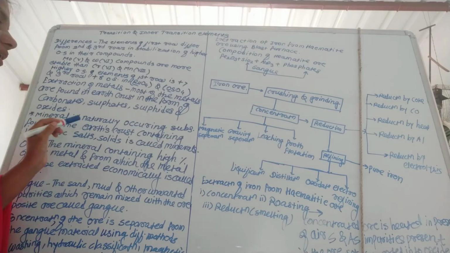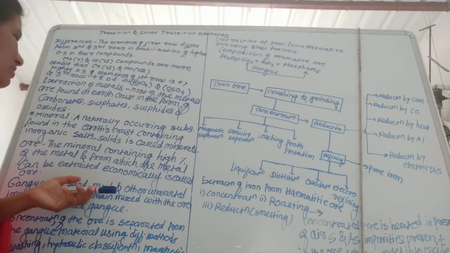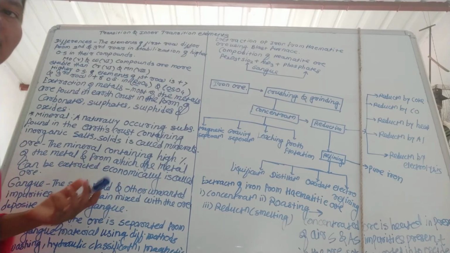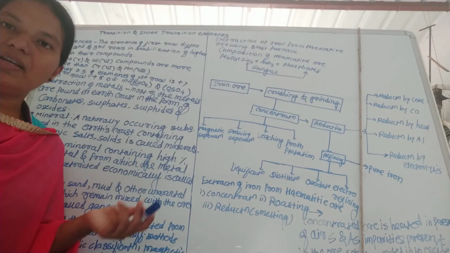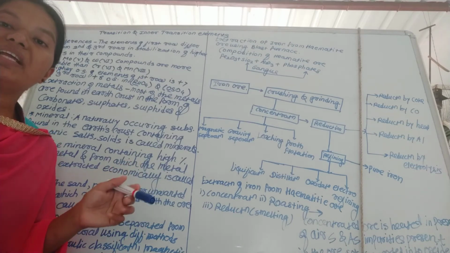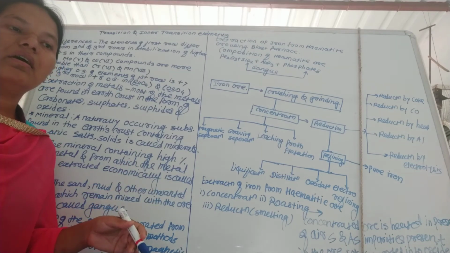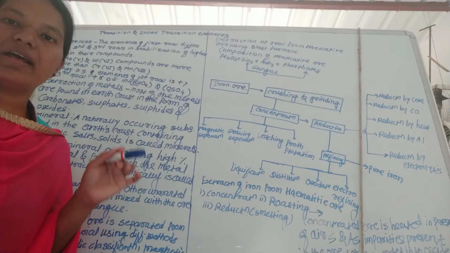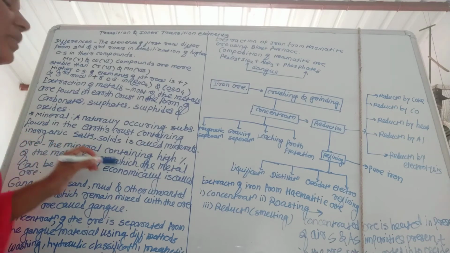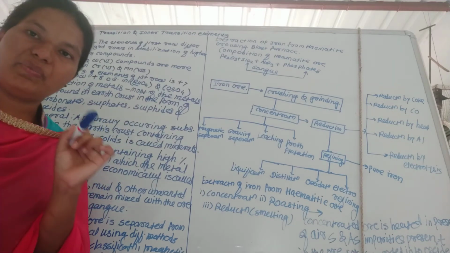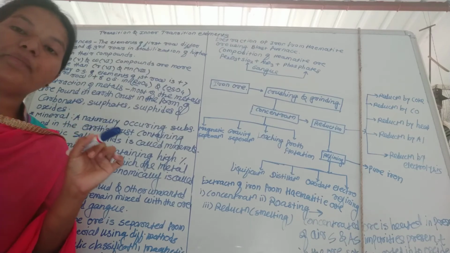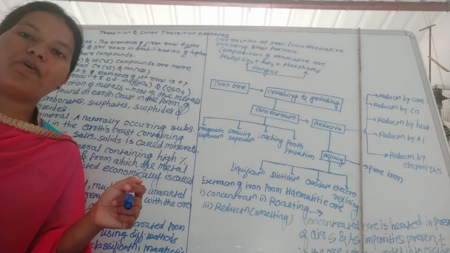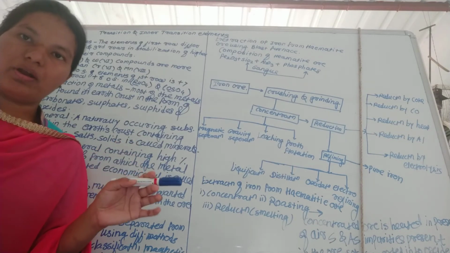What is meant by mineral? A naturally occurring substance found in the earth's crust, containing inorganic solids, is called a mineral. And the mineral containing a higher percentage of metal, from which the metal can be extracted in pure form, is called an ore. It's a very simple one.